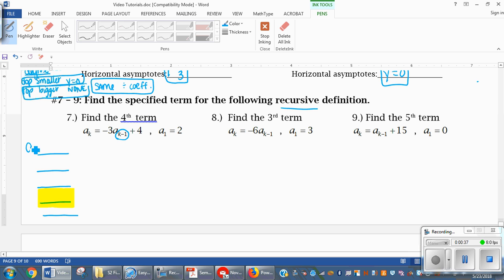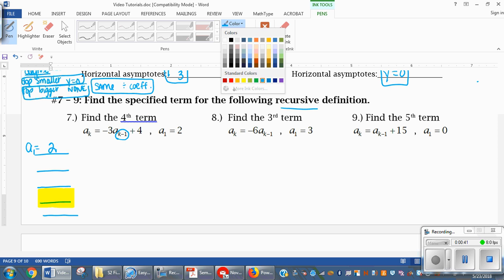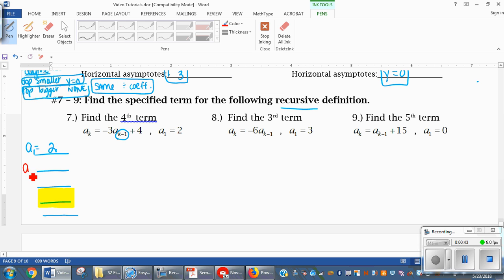Well, the first one's already done for us. We don't need to do any work for that. In the next one, the second one, we're building off of this 2. So we're going to say negative 3 times the previous answer, which was 2, plus 4. Okay, so that's negative 6 plus 4, which is negative 2.